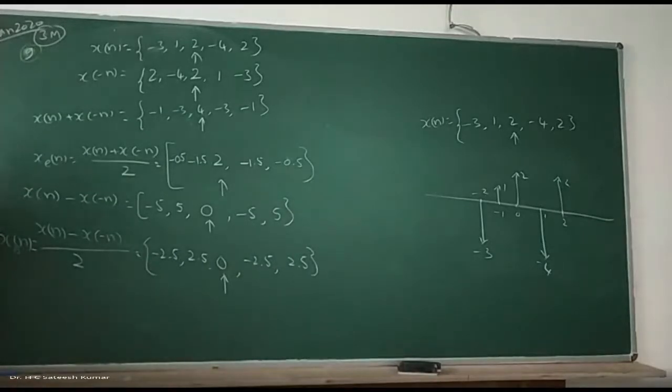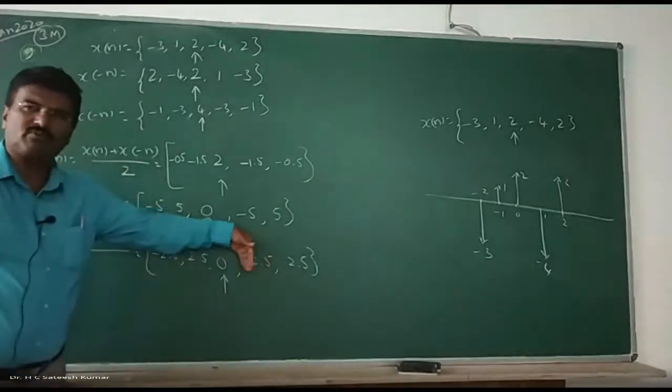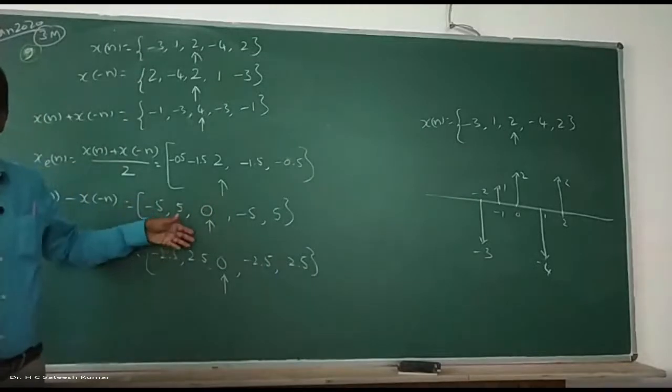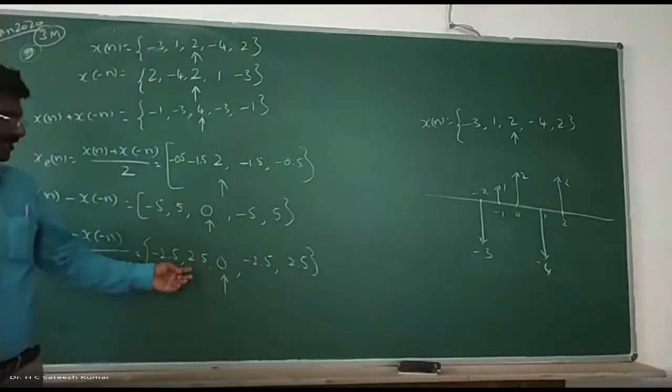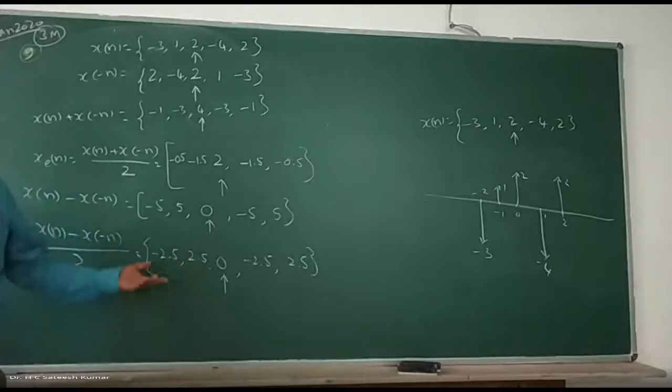So double fold is nothing but what? This minus 2.5, fold it here, minus 2.5. Vertical fold is minus becomes plus 2.5. It will come. That's how we should verify. That is a 3 marks question in the examination from one of the latest papers.